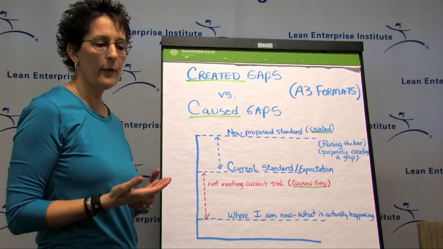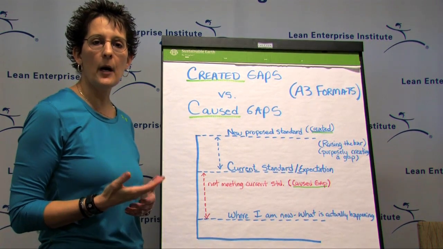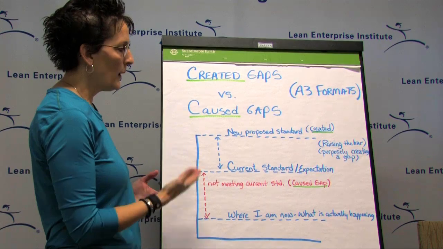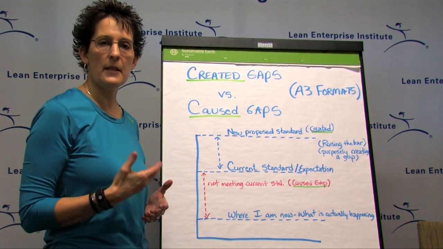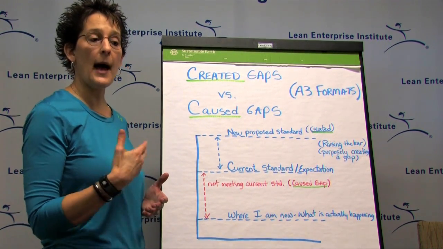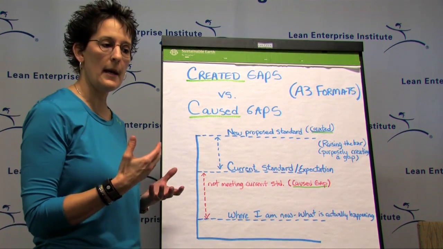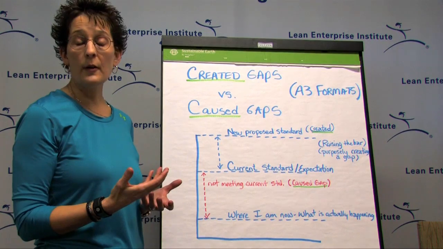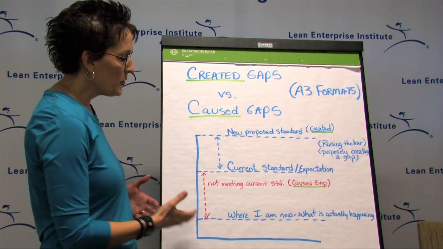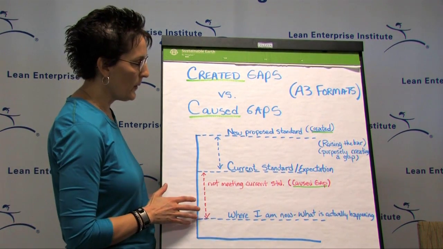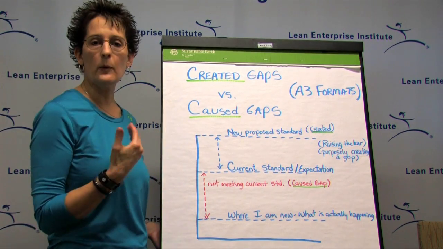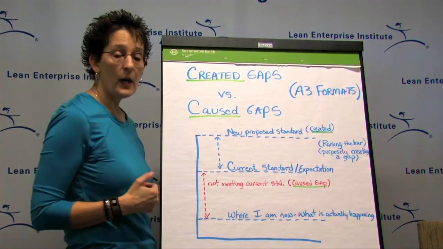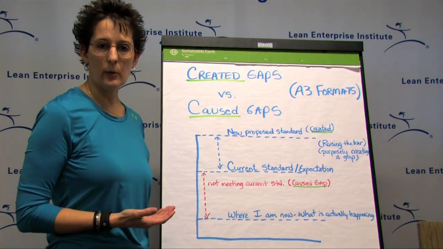So I see different variations of A3s come to the problem-solving classes. I just wanted to give a quick visual here of the difference between the two. If you're signing up for these classes, whether it be a private session with a consultant from LEI or a public session, you would be able to see the difference between a caused gap, which is the problem solving, and a created gap, which is what we would call a strategy or proposal A3.